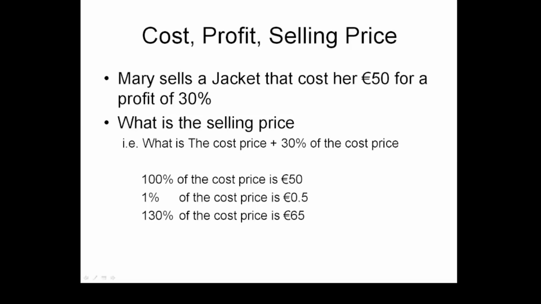Okay, so that's quite straightforward, but you've done these questions before, but I want you to really practice using the unitary method here, which means finding what 1% of something is, and I want you to always keep in mind, what does it mean when I say a profit of 30%? It means 30% of the cost price, and this will be important tomorrow when we're looking at something that's a little bit different. So keep that in mind. Have a go at the questions, and the best of luck.